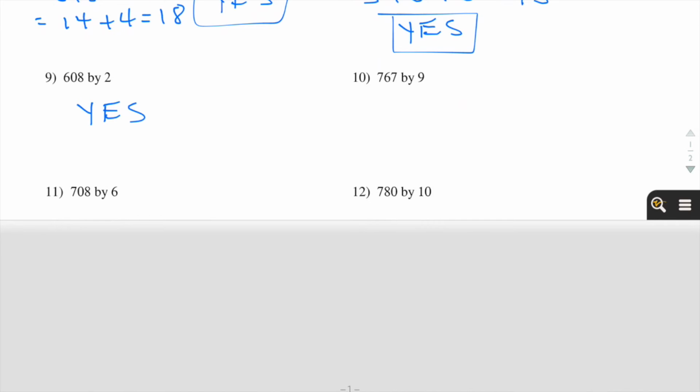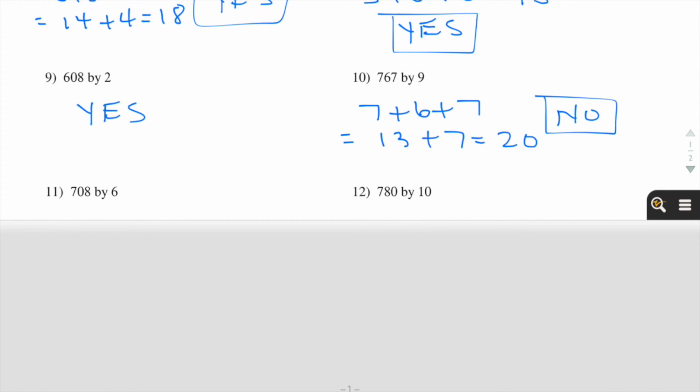Okay, number 10. 767 by 9. So let's add up the digits. 7 plus 6 plus 7. 7 plus 6 gives us 13, plus 7 gives us 20. 9 does not go into 20 evenly, so no. 767 is not divisible by 9.